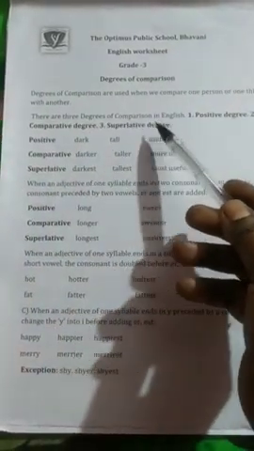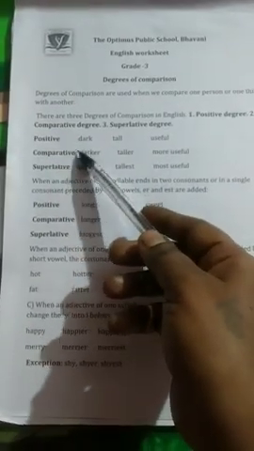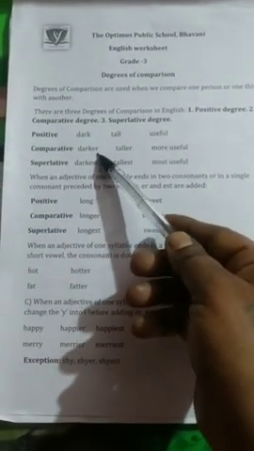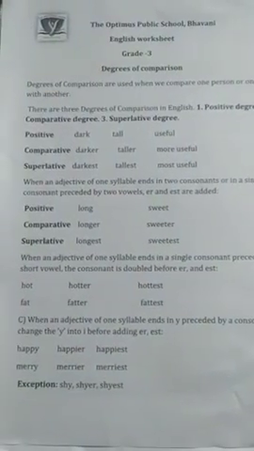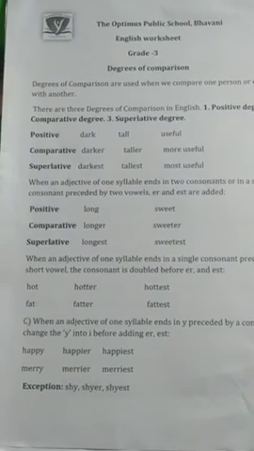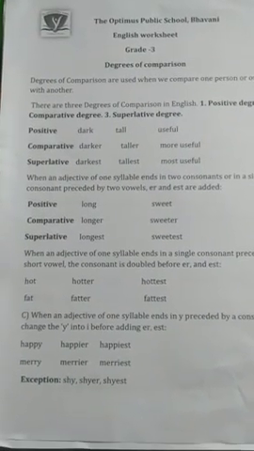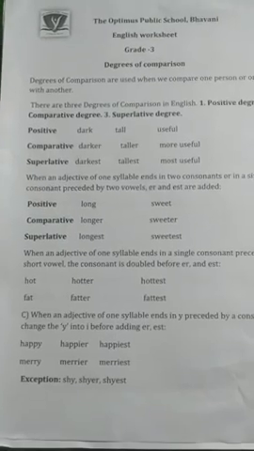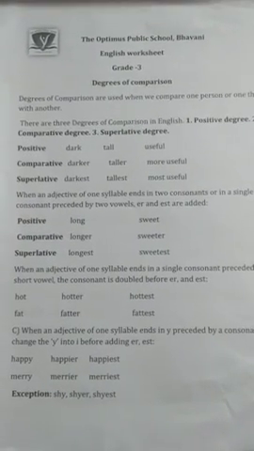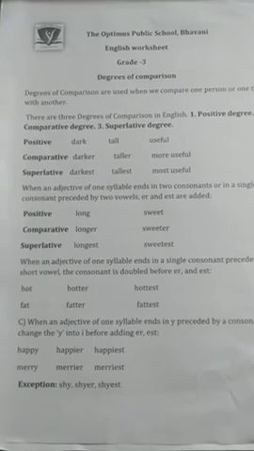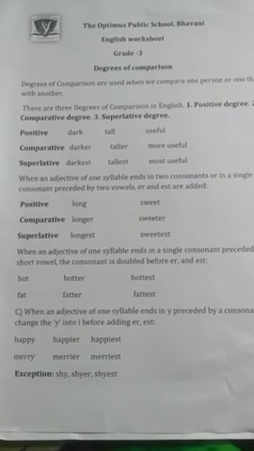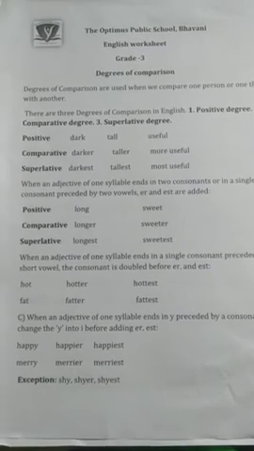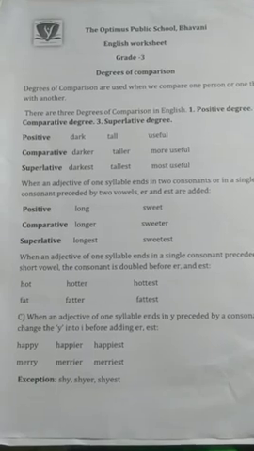How many degrees of comparison? 3. Positive, comparative, superlative. Positive, dark; comparative, darker; superlative, darkest. Positive degree, no comparison. Comparative, comparing two things, and we have to add er with the adjective, and after the adjective you have to use than. Superlative, one among all. We are comparing one among all. You have to add est with the adjective, and before the adjective you have to use the.